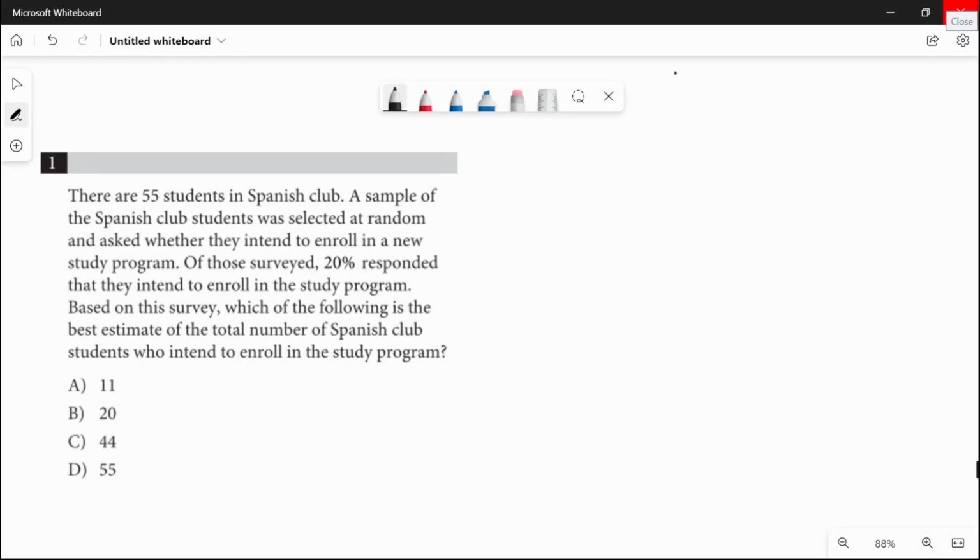There are 55 students in Spanish club. A sample of the Spanish club students was selected at random and asked whether they intend to enroll in a new study program. Of those surveyed, 20% responded that they intend to enroll in the study program. Based on the survey, which of the following is the best estimation of the total number of Spanish club students who intend to enroll? So what we are going to do is multiply the percentage given by the total number of students. So we will multiply 55 by 0.2, which is equal to 11. So the answer is choice A.